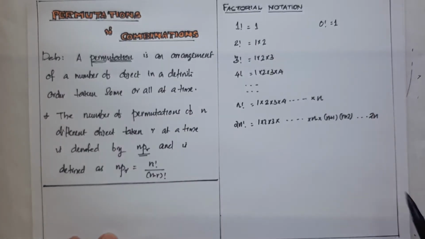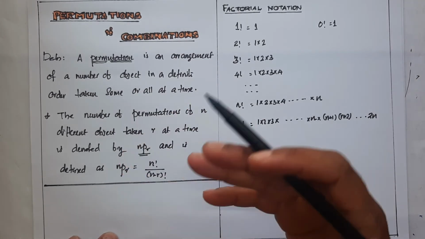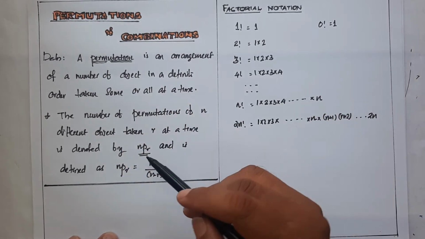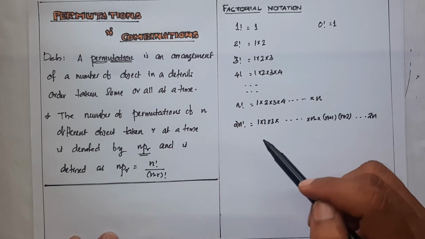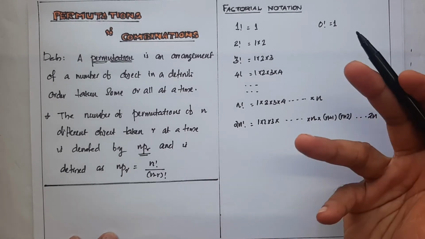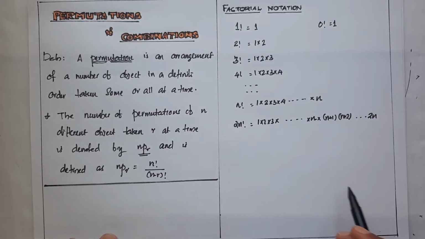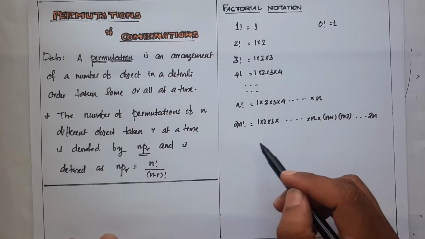Now, to find permutation using the formula, nPr is n factorial by n minus r factorial. What is nPr and how to find nPr will be explained later. Now we define what nPr is. Here nPr says n factorial by n minus r factorial.